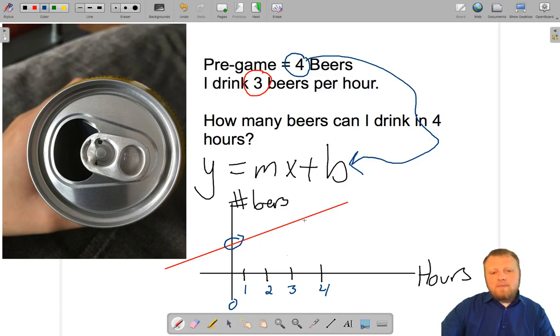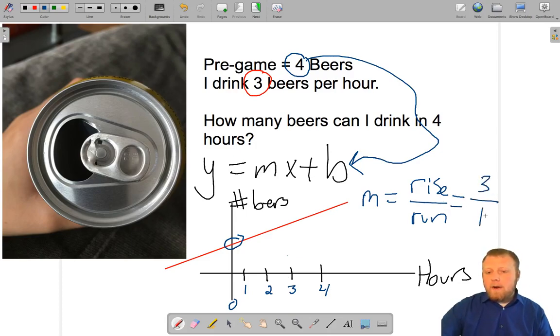Actually, we know how many beers per hour. So if I go over 1, how far do I go up? If 1 hour goes by, how far do I go up? If I drink 3 beers per hour, that's the answer. If I go over 1, I go up 3 units. So rise over run is your slope. The run is the horizontal direction. So if I run 1, I'm going to rise 3. So what is my slope? It's going to be 3 over 1. I went 1 hour in the future, and I drank 3 more beers, which is equal to 3.